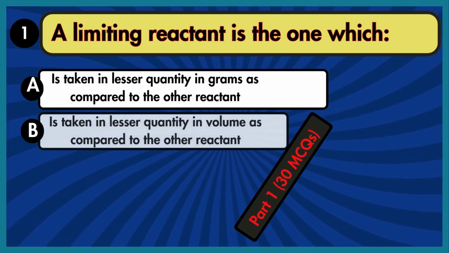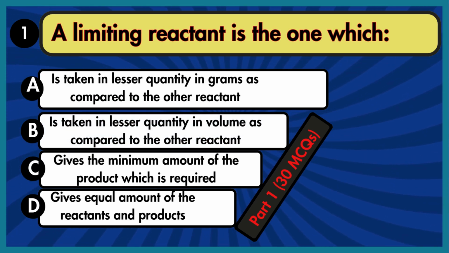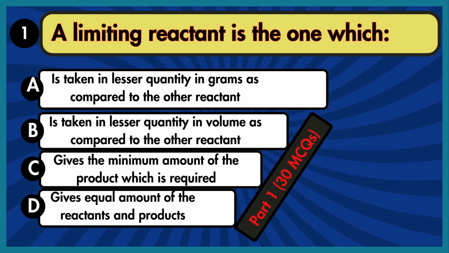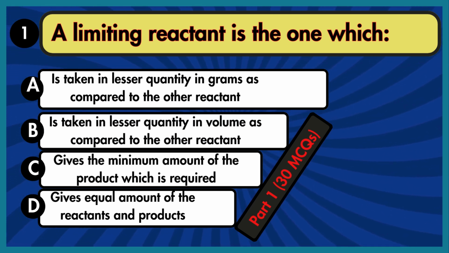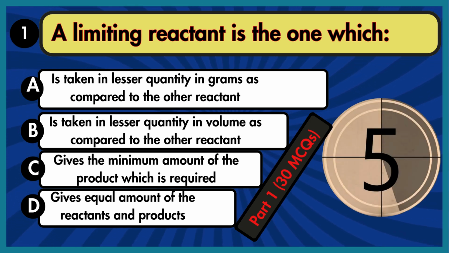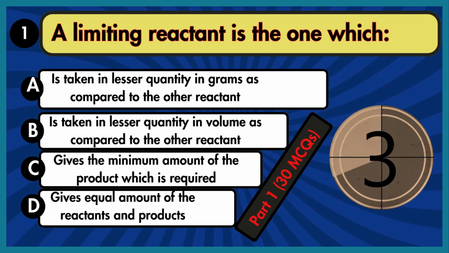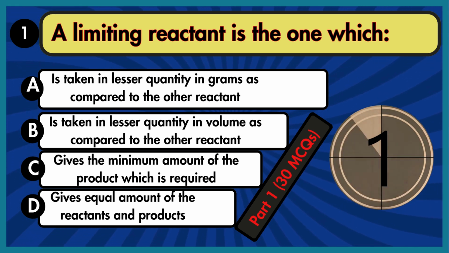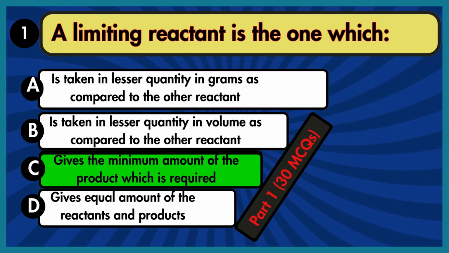A limiting reactant is the one which: A. is taken in lesser quantity in grams as compared to the other reactant, B. is taken in lesser quantity in volume as compared to the other reactant, C. gives the minimum amount of the product which is required, D. gives equal amount of the reactants and products. The correct answer is option C.